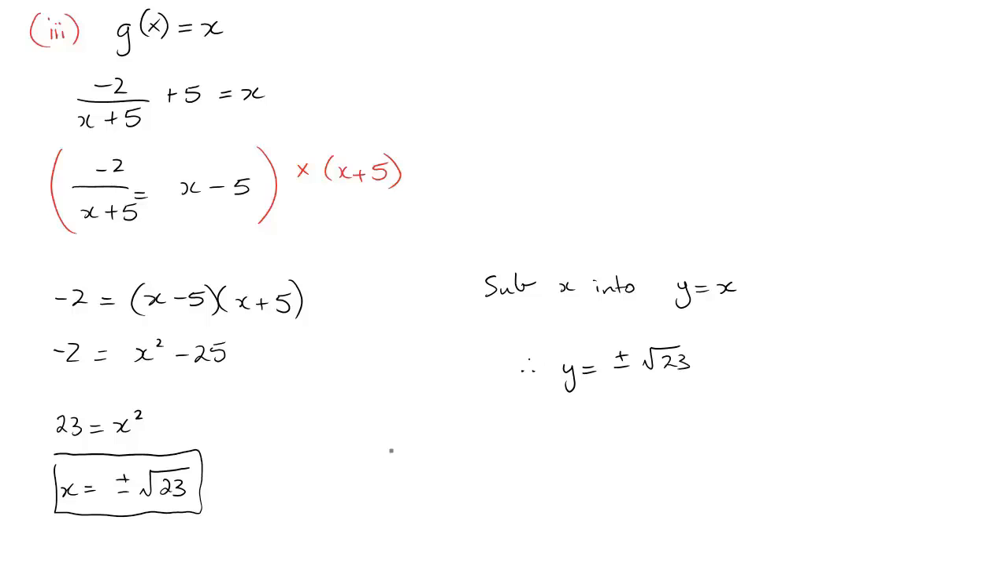So the coordinates of where the line and the hyperbola cross, there are two coordinates. So one of them is (square root of 23, square root of 23), so the equivalent y value is also the square root of 23. So these are the intersections. And then we've also got (minus square root of 23, minus square root of 23). Okay, so that concludes this question.